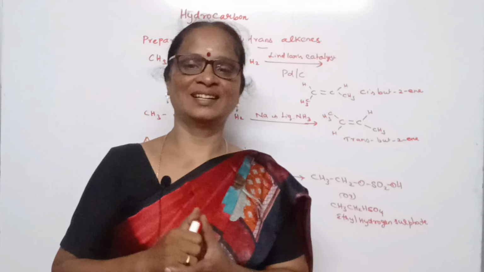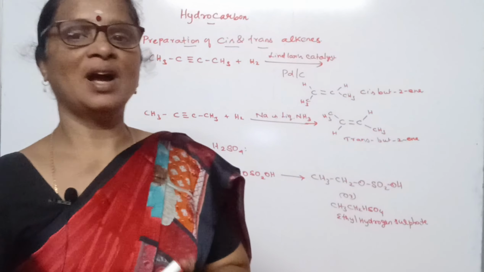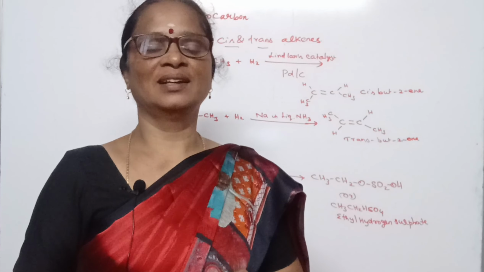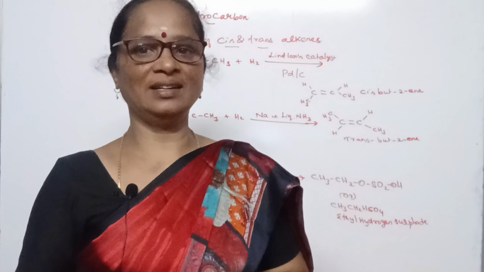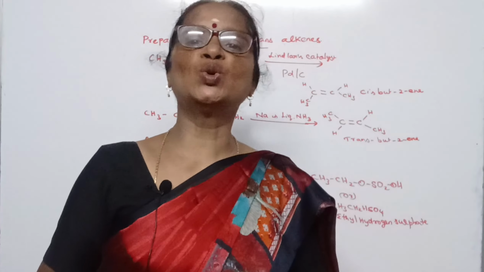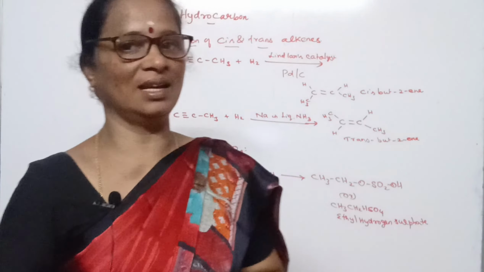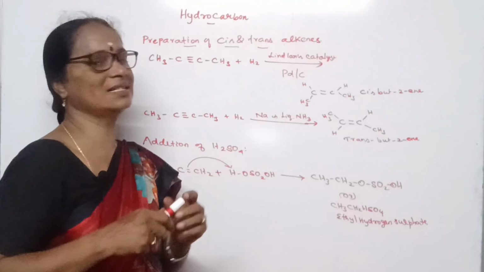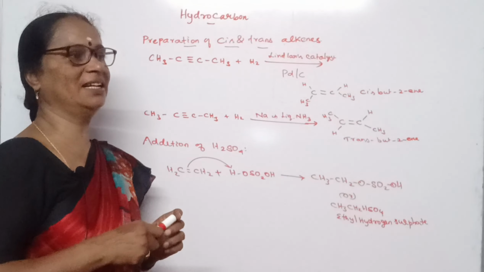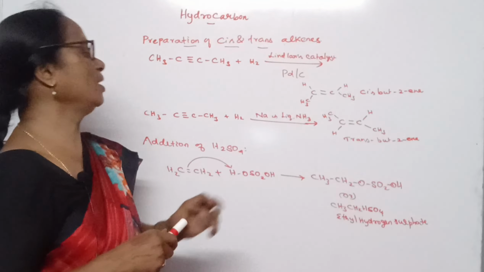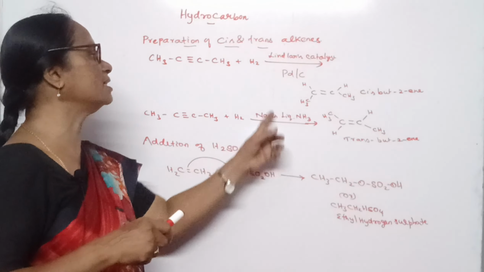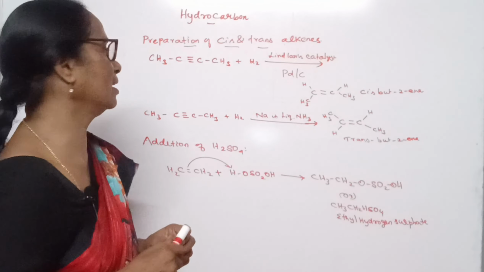Let us start today's session from hydrocarbons. The topic is alkyne, but before going to alkyne, let us complete just two more topics from alkene. One is the preparation of cis and trans alkenes. Yesterday we have seen it, but I forgot to inform you that the formation of cis and trans forms depends on the reagent we have taken.